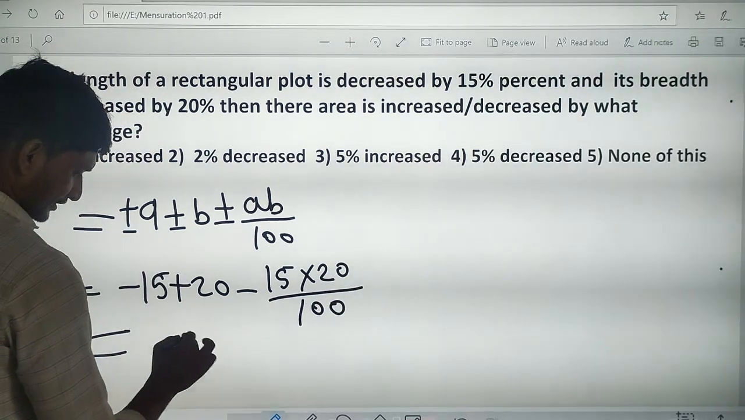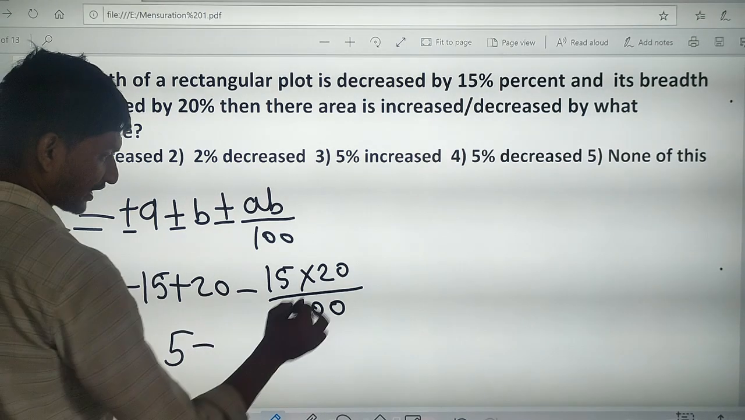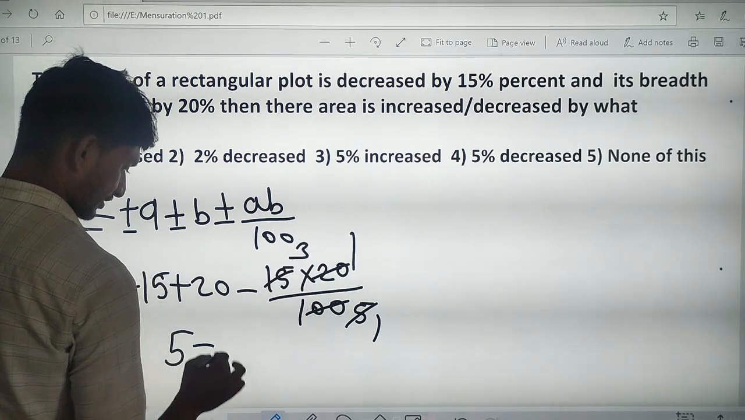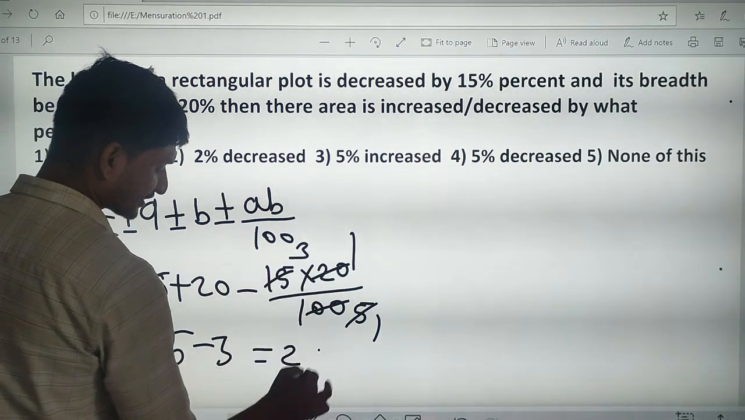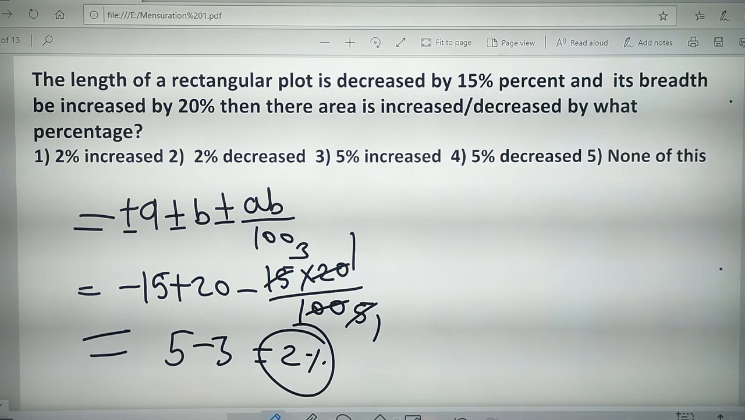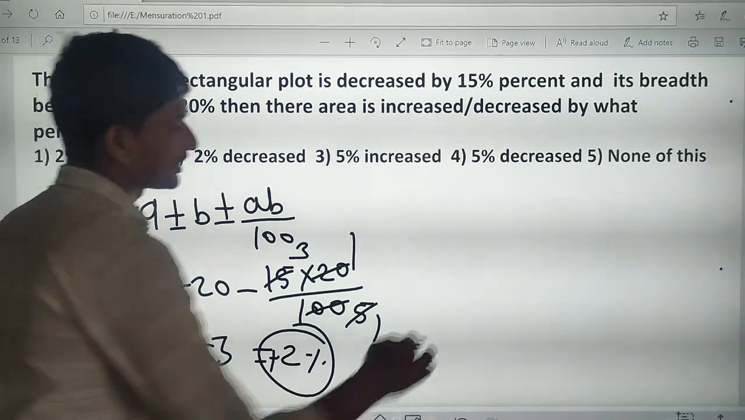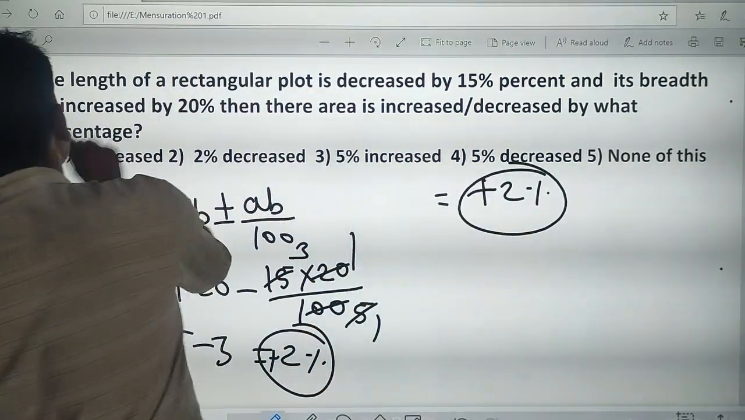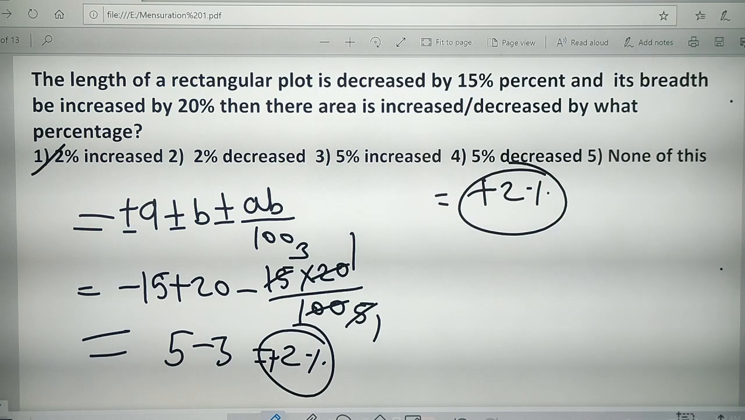Then here the subtraction is 5 minus 3, then your answer is 2%. Then your area is increased, here plus means increased. Your answer is plus 2%. Then your area is increased by 2%.